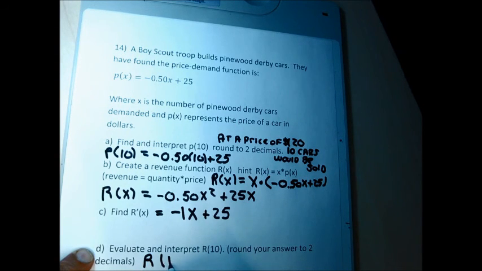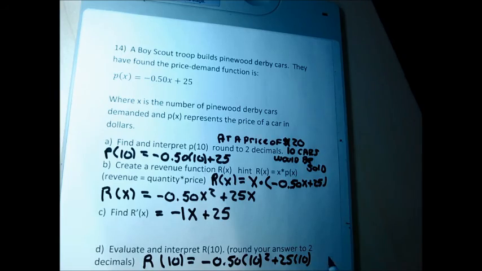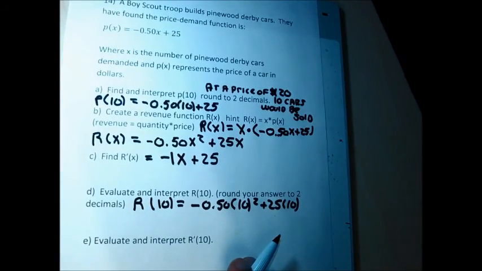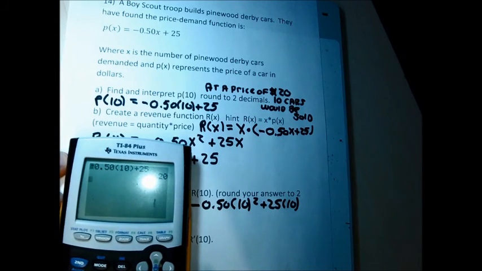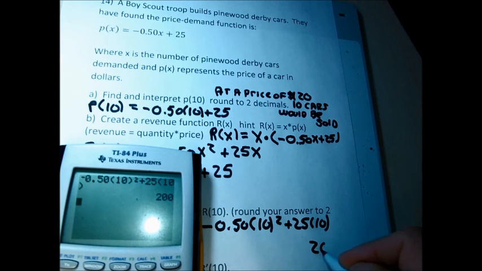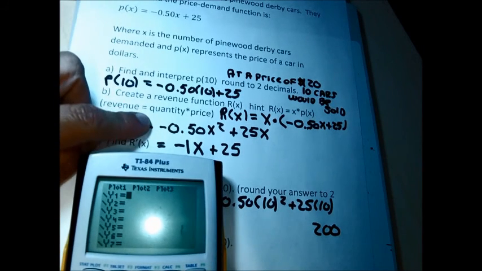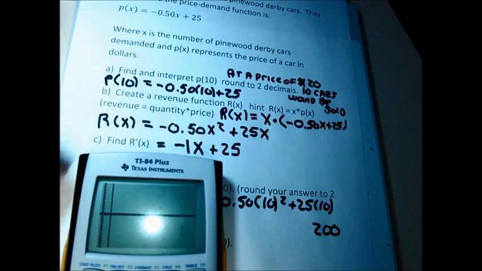To do R of 10, I'm going to plug 10 into the revenue function. So I'm going to go negative 0.50 times 10 squared plus 25 times 10. And that's going to be the amount of revenue for selling 10 Pinewood Derby cars. So let me do this on the main screen, and I'll do it on my graph screen. On the main screen, I go negative 0.50 times 10 squared plus 25 times 10, and I get 200. From the y equals screen, I put the revenue function in there, negative 0.50 x squared plus 25x. Graph it, don't care what the graph looks like. Do second calc, 1 for value, and then type in 10. And you get that same $200.